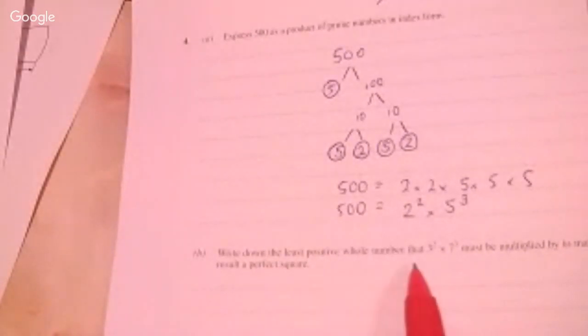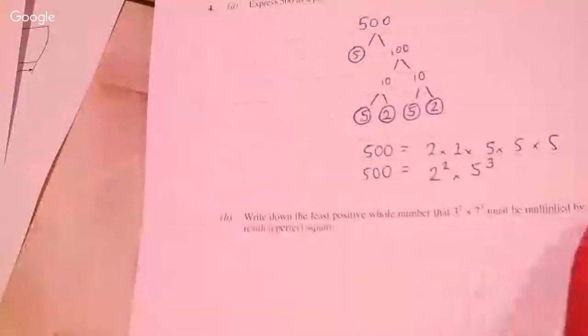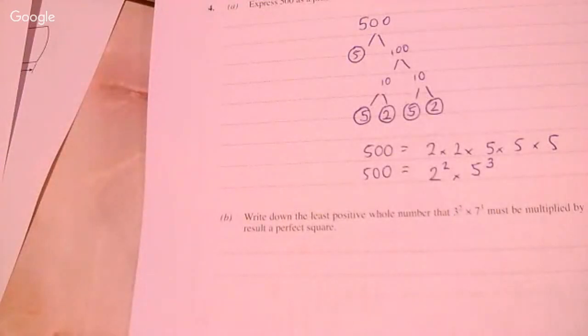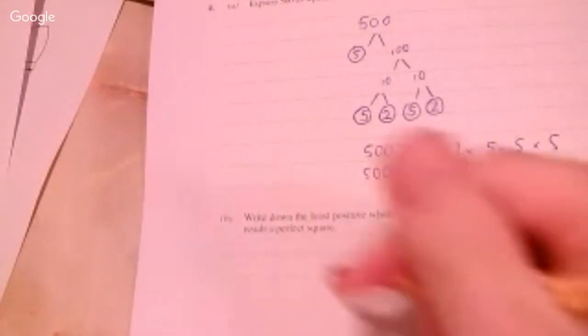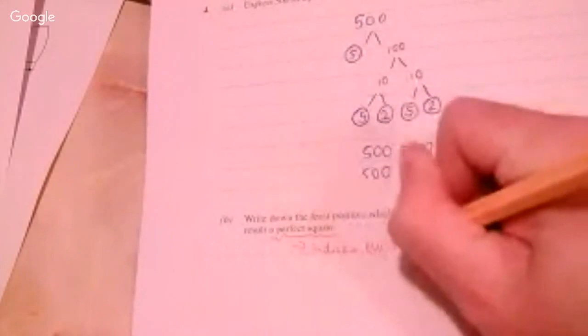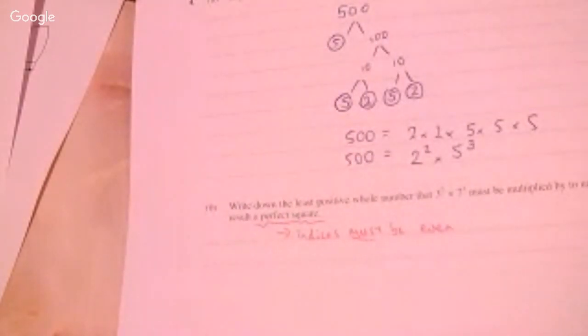Okay, and then it says right down here, so this is a totally different question, part B. It says write down the least positive whole number that 3 squared times 7 cubed must be multiplied by to make the result a perfect square. So to be a perfect square, I'll try and highlight that with there. To be a perfect square, your definition is indices must be even. Okay, so indices must be even.